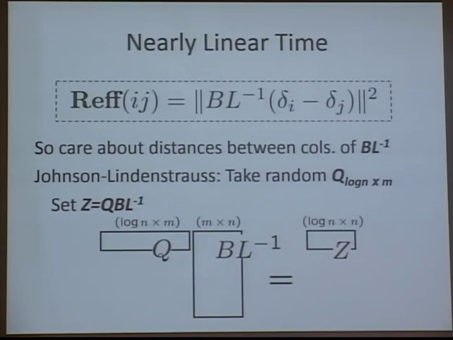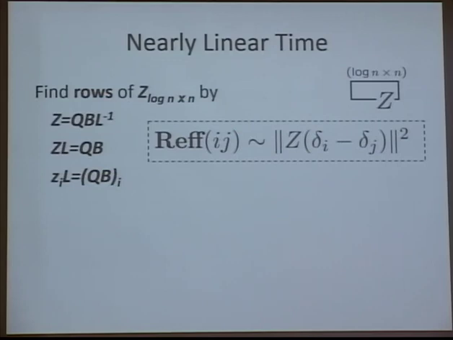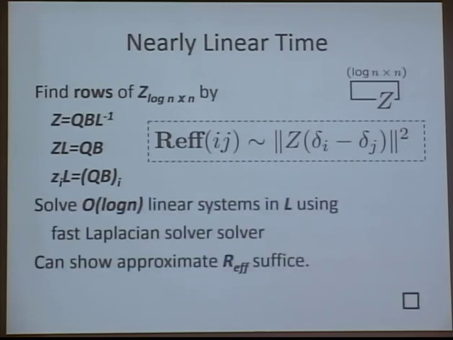Okay? And now the point is I can compute this. I never explicitly compute B L inverse. I just compute Q B L inverse. Q B L inverse is a log n by n matrix. It's very small. And I can compute Q B L inverse by solving Laplacian linear equations, right? So the rows of Q B L inverse are solutions to random electrical flow problems. And at this point, there are nearly linear time algorithms for solving these equations.